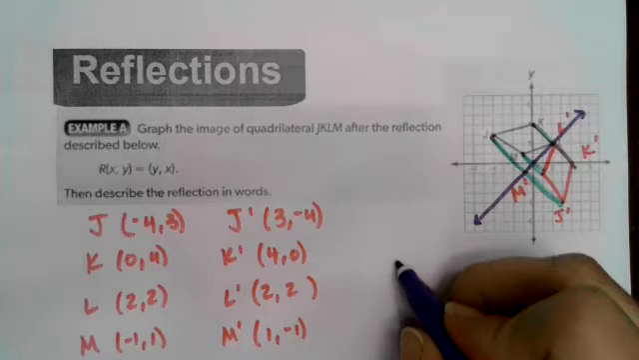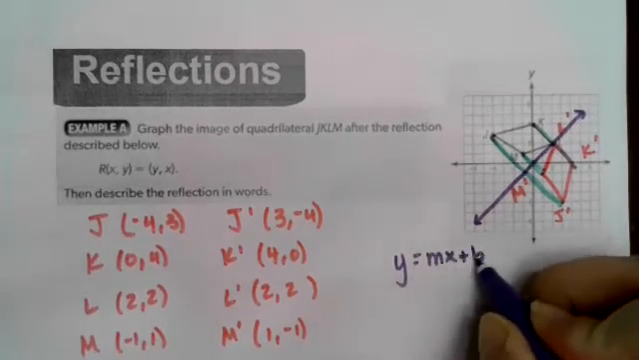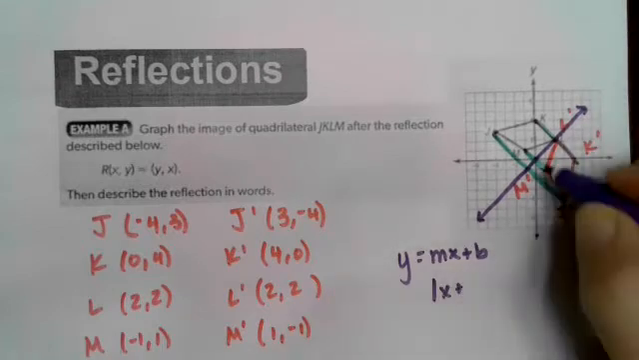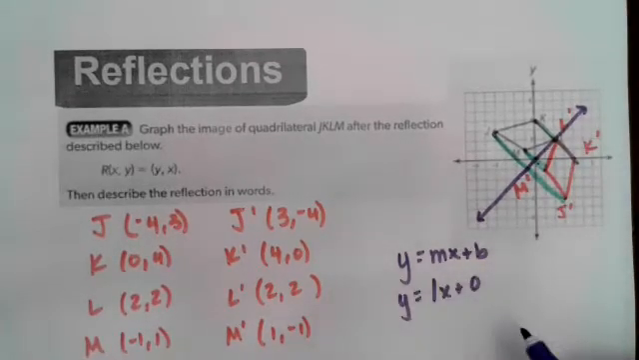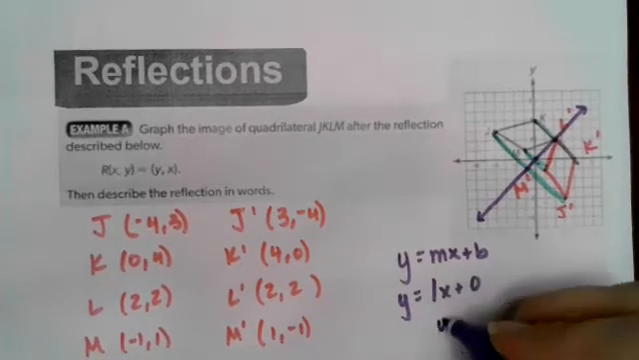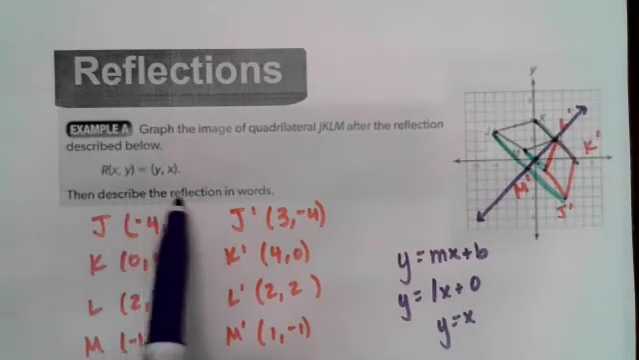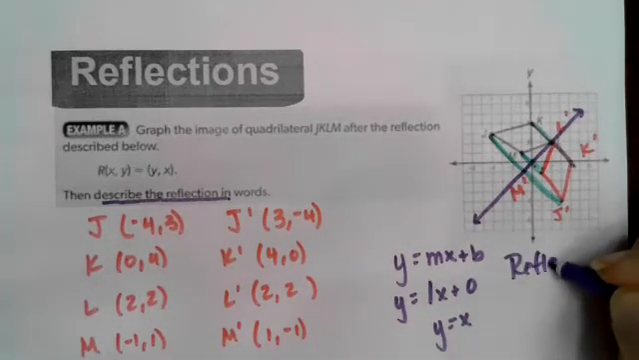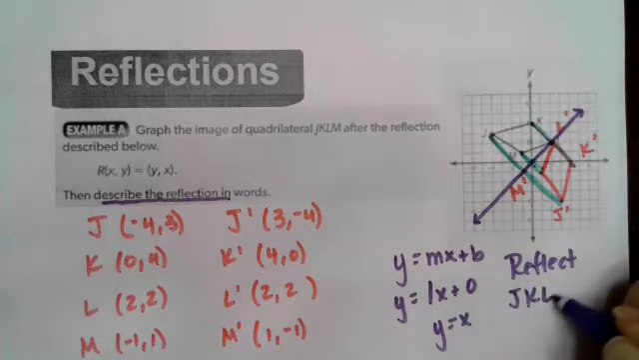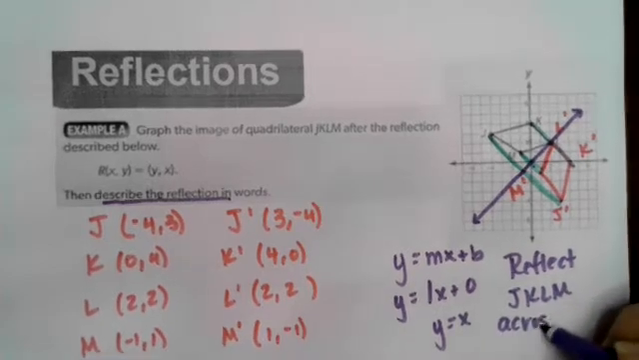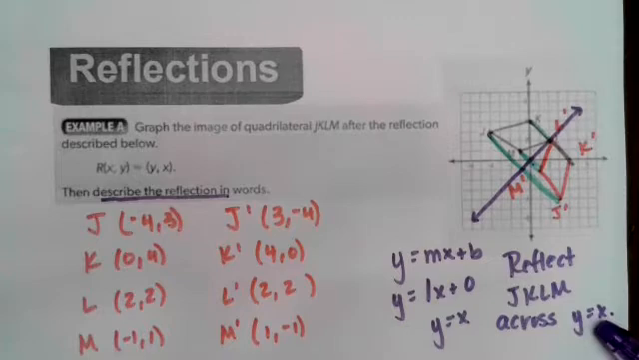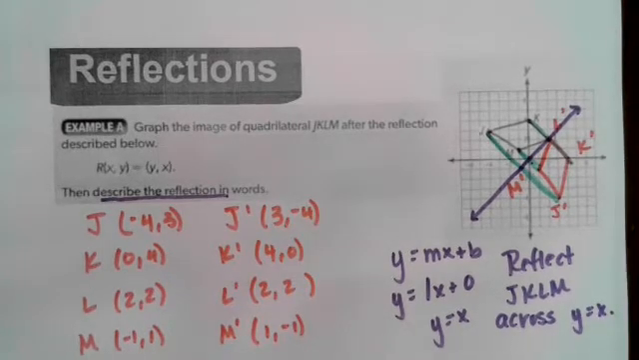So this line, if I think of it in terms of y equals mx plus b, we've gone through finding the equation of the line. My slope here is 1, and my y-intercept is 0 since it goes through the origin. So I could think of it as y equals 1x plus 0 or just y equals x. So I'm going to describe this reflection in words. So in words, we're going to reflect J, K, L, M across my line of reflection, y equals x. So describing, we need a verb, we need a quantifier, so that's going to be my line y equals x, and then a direction we're going to go across it.